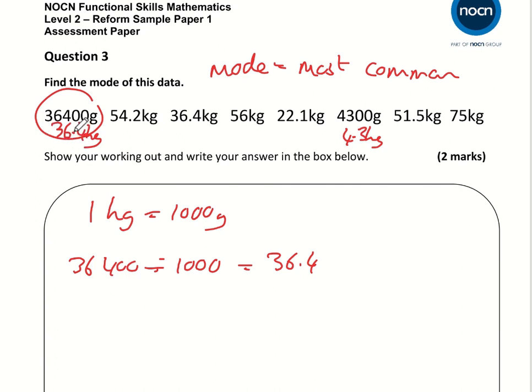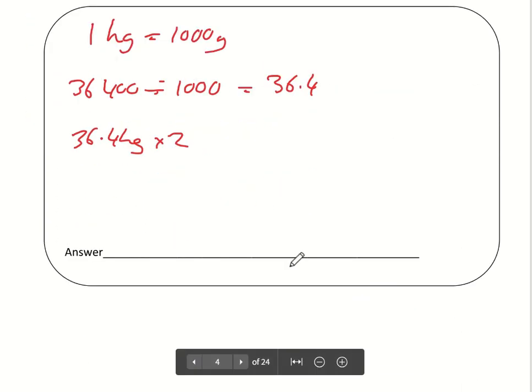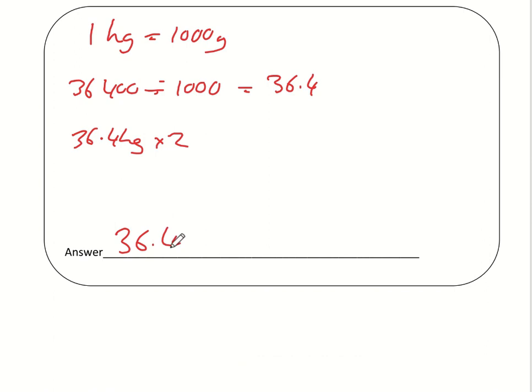Okay, so let's take a look at the first one. 36.4 appears twice. So 36.4 kg times 2. So they're gone. 54.2 only appears once, not the mode. 56 only appears once, not the mode. In fact, everything else just appears once. So the mode is therefore, you can write it, I suppose, as either grams or kilos, but the mode is 36.4 kilos or 36,400 grams. So there we go, because it appears twice, more than any other number.